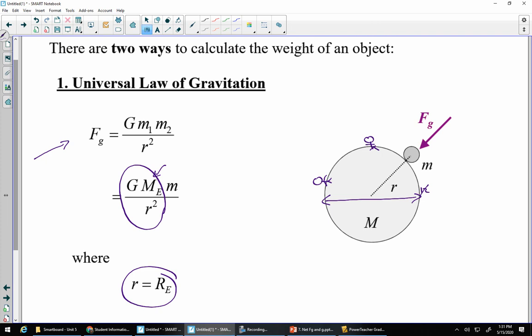The mass of the Earth is constant. The radius of the Earth is constant. Any guesses what you're going to get if you were to actually go through and calculate this? So this little section, G times the mass of the Earth divided by the radius of the Earth squared. If you were to calculate this, you end up with about 9.8 meters per second squared, or about 9.8 newtons per kilogram. And that number should be very, very familiar to you.